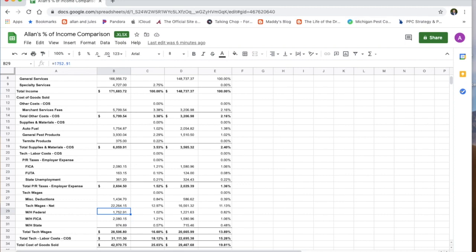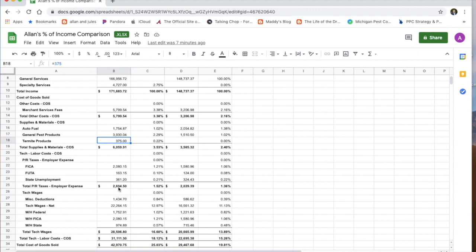So, but the big items here are one, merchant services. Now, some companies will not include that in a cost of goods sold, and I can see an argument either way. For our company, we do so much in auto-pay and credit card sales that it's pretty much every service that we do. There's a charge for that merchant service fee. So merchant service fees, we have the fuel for the trucks, we have the general pest products or termite products.